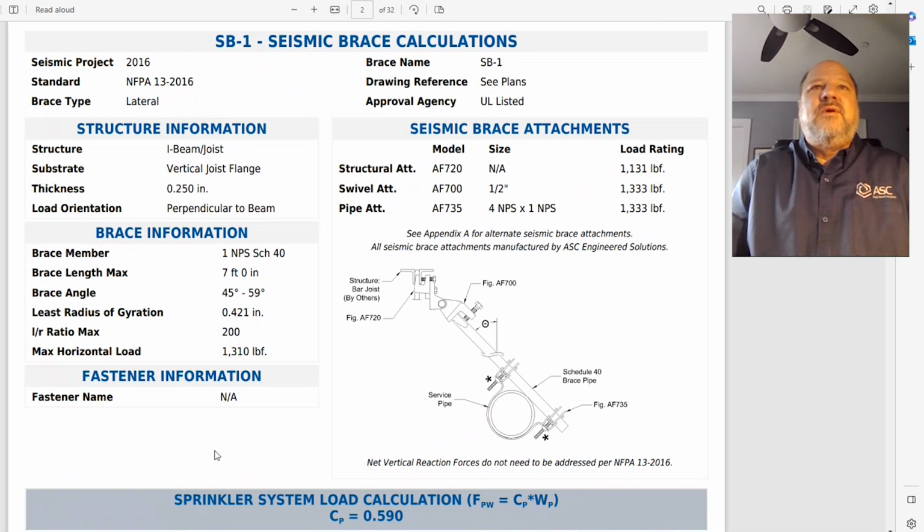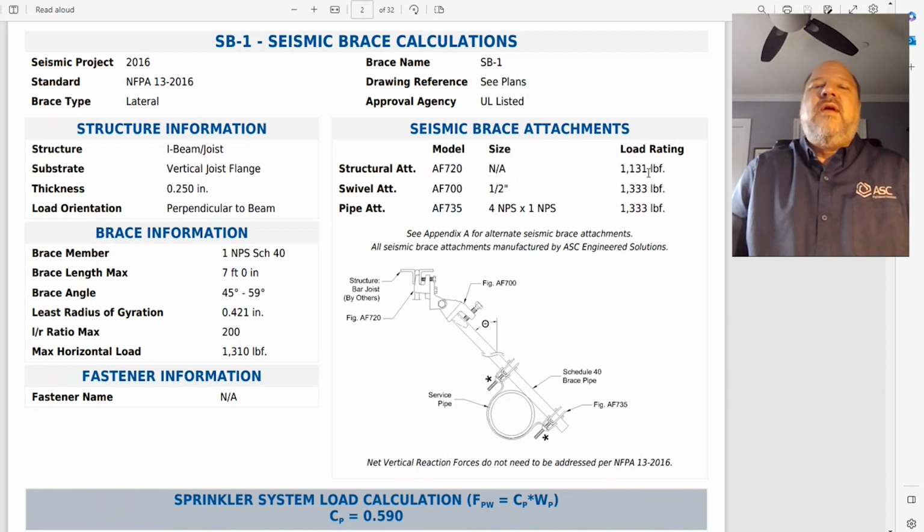We'll see that in one of the next printouts. And as far as brace attachments, this is where we talk about the low capacity of our sway brace component. Here's our new AF735 as an example, the AF700 and the AF720. And you can see here the components, their size, if they have a size associated with them.